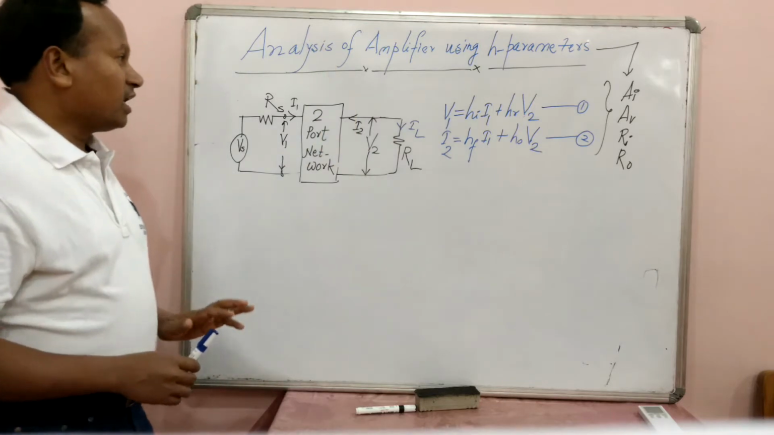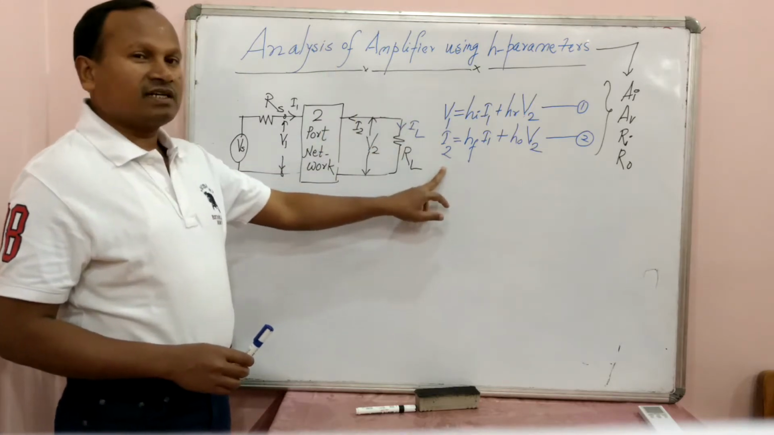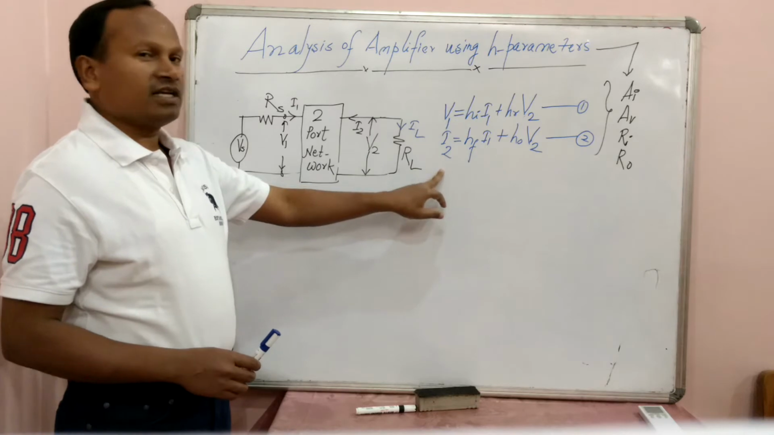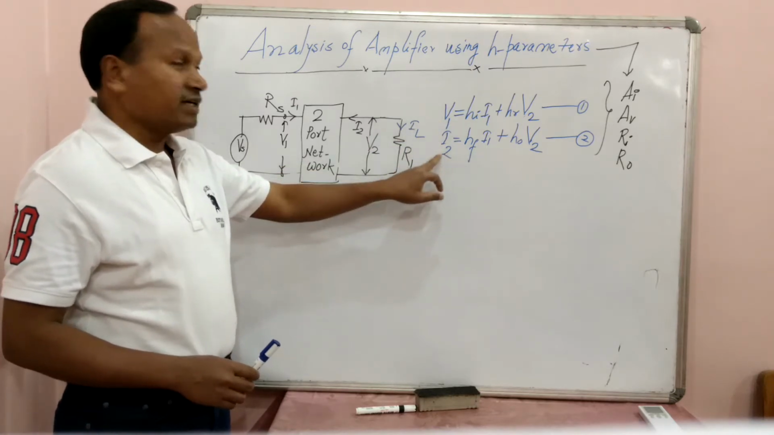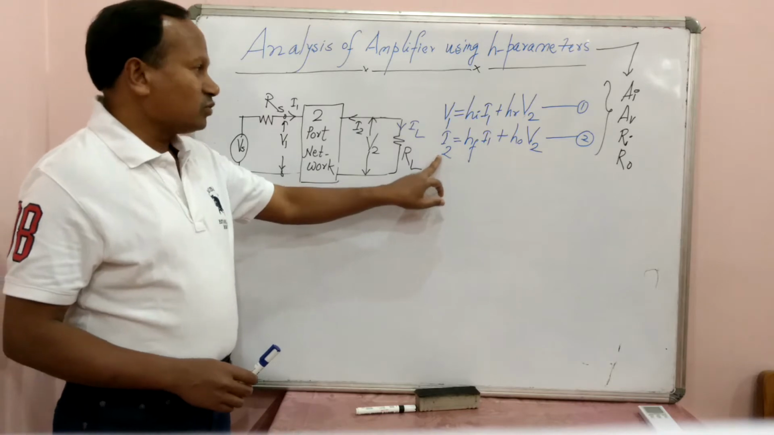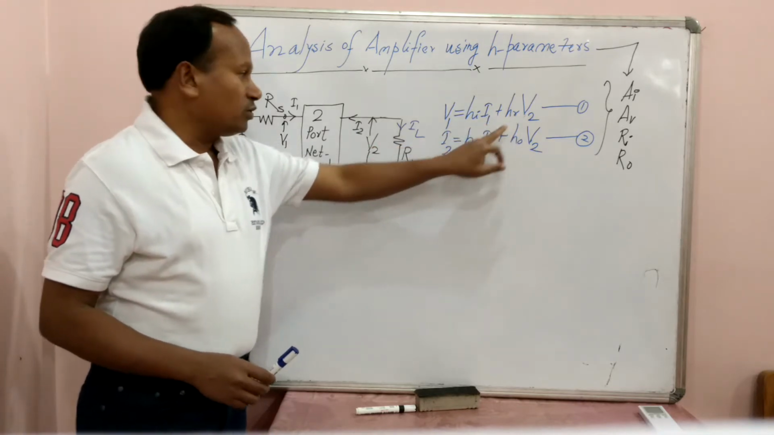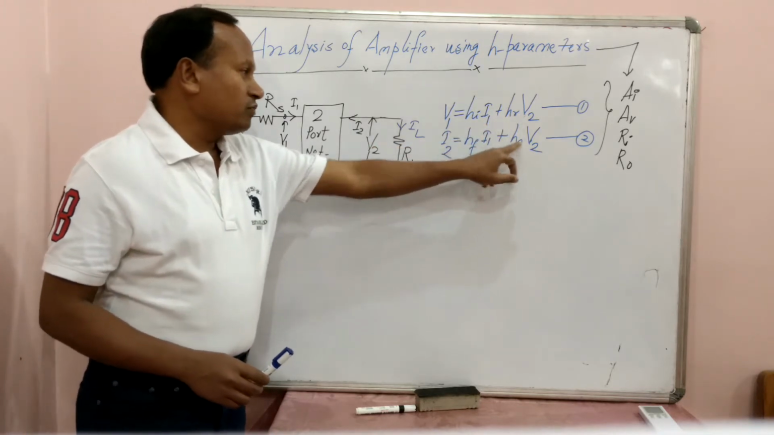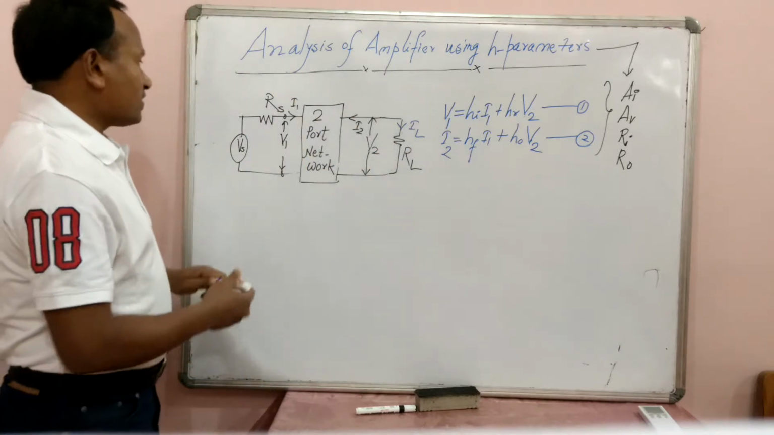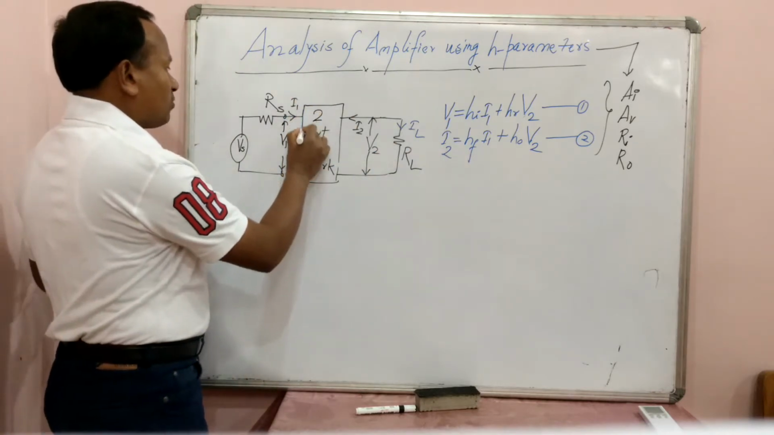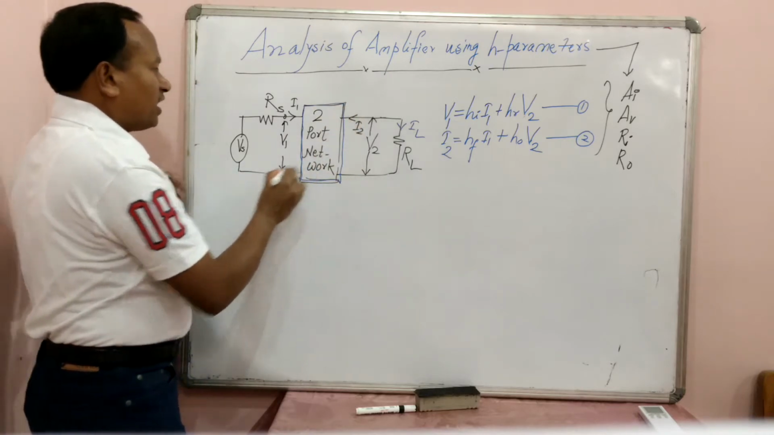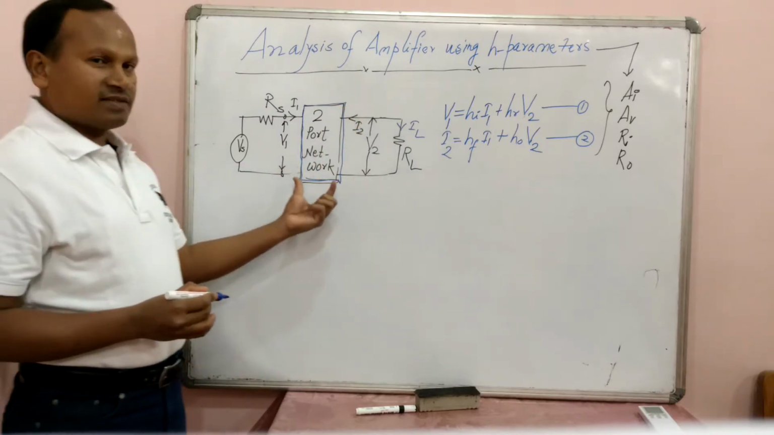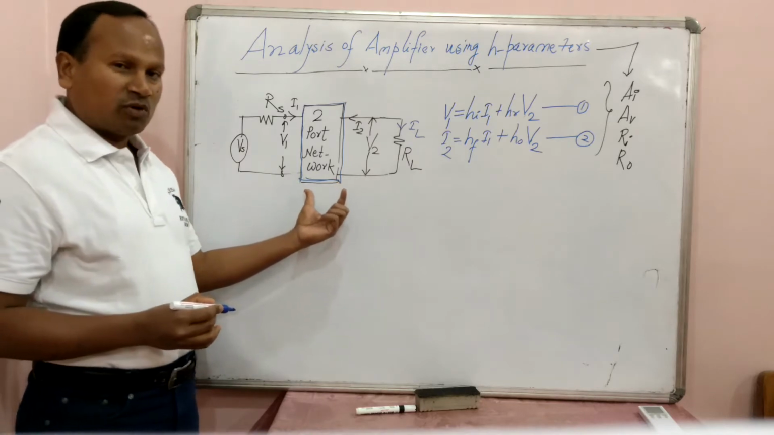As we know, these are the two standard equations which describe the hybrid parameters: V1 written in terms of I1 and V2, H_I I1 plus H_R V2, and H_F I1 plus H_O V2 is equal to I2. The block diagram which I have shown here is a two-port network, and this two-port network is a device. Transistor is an example of a two-port network.